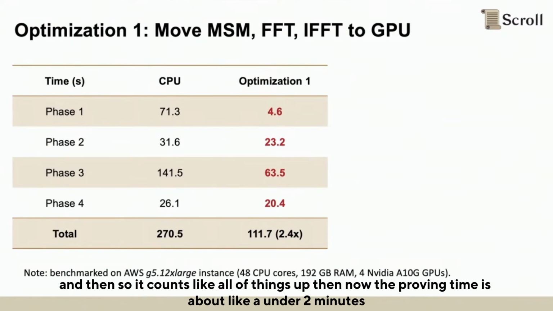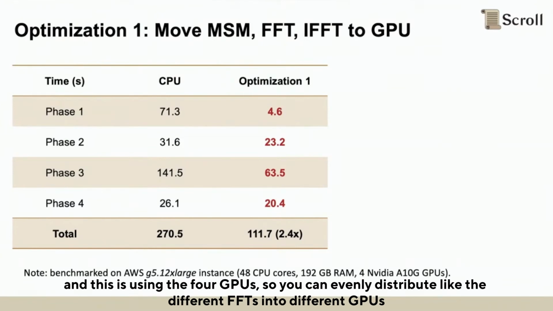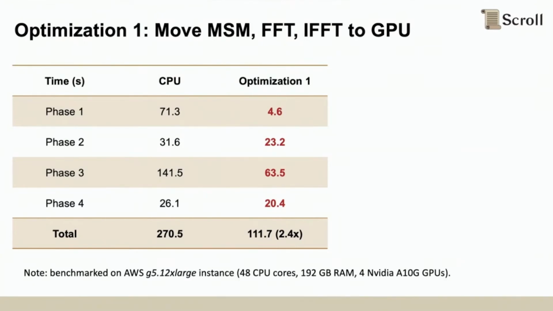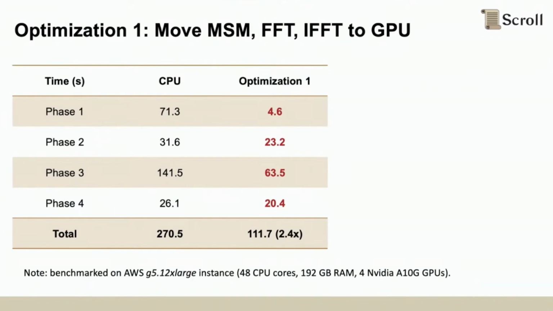Now the proving time is under 2 minutes, so you can achieve about a 2.4x speedup. This is using the 4 GPUs, so you can evenly distribute the different FFTs to different GPUs, and different MSMs to different GPUs. That's utilizing all 4 GPUs on this AWS instance.